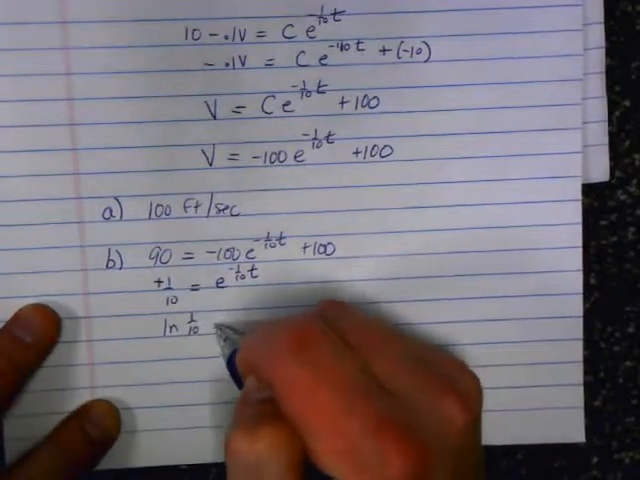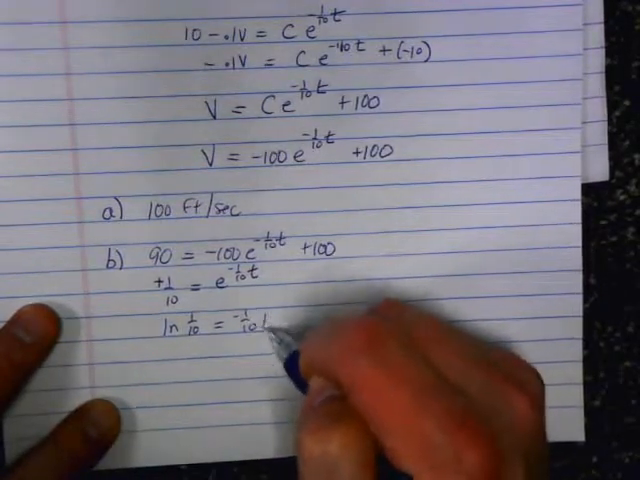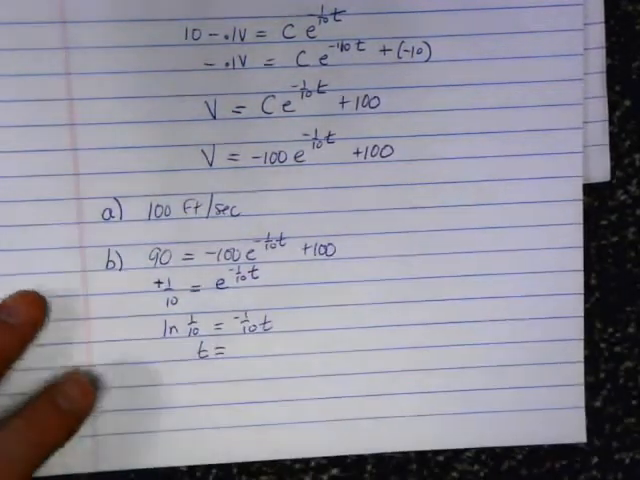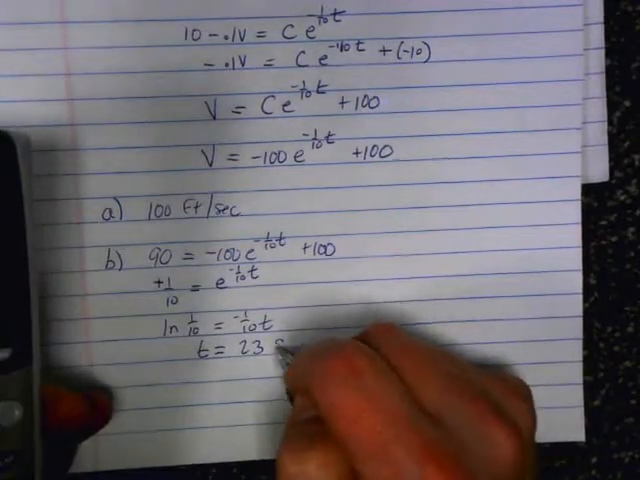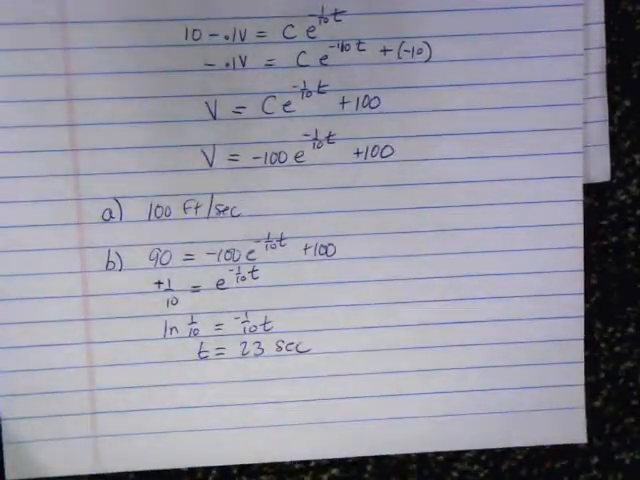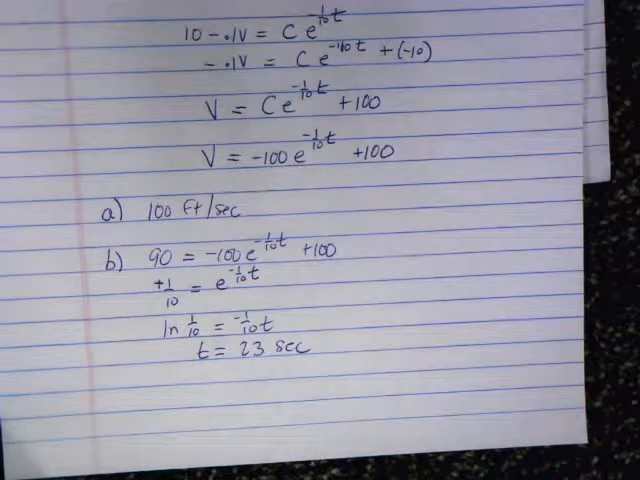ln of 1/10 equals negative 1/10 t. So t is ln of 1/10 times negative 10. I got 23.025. We'll just call it 23 seconds.